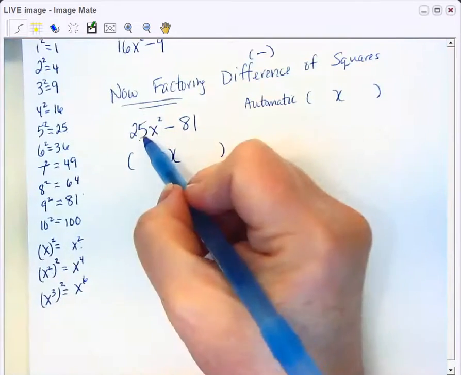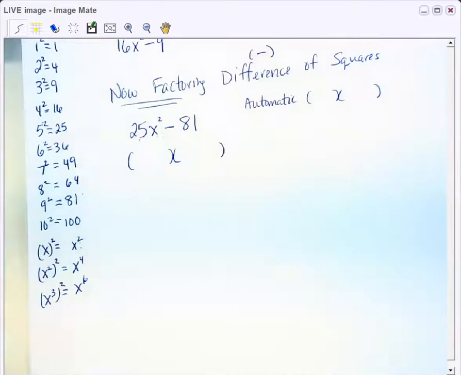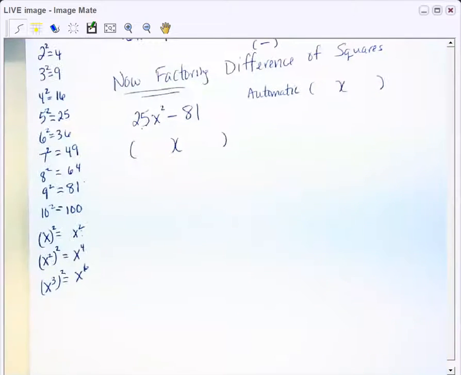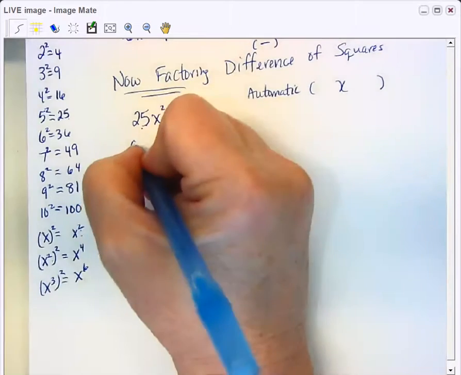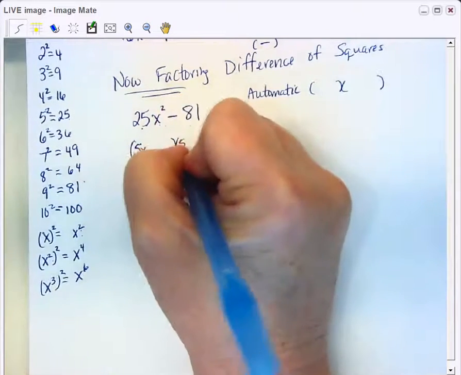What do I have to square to get 25x squared? Put it in the chat box. What do I have to square to get 25x squared? Okay. 5 what? Good. Good. 5x. Awesome. So I have 5x here and 5x there.